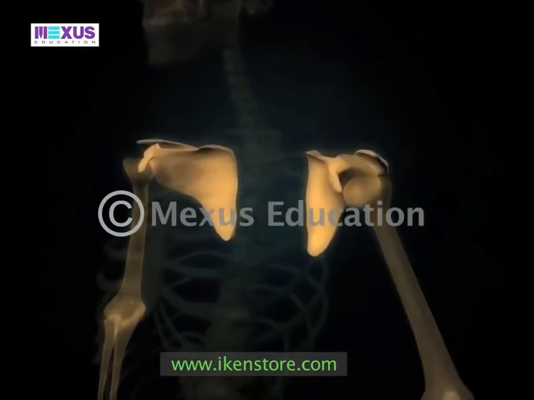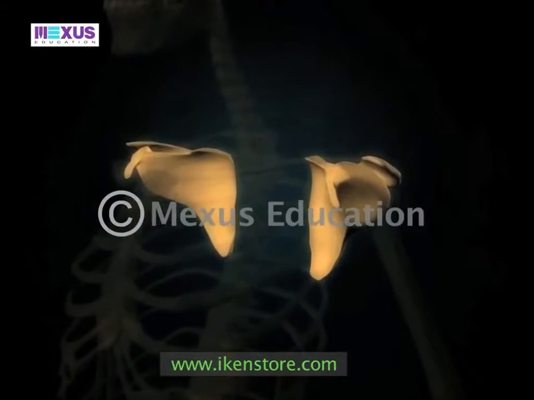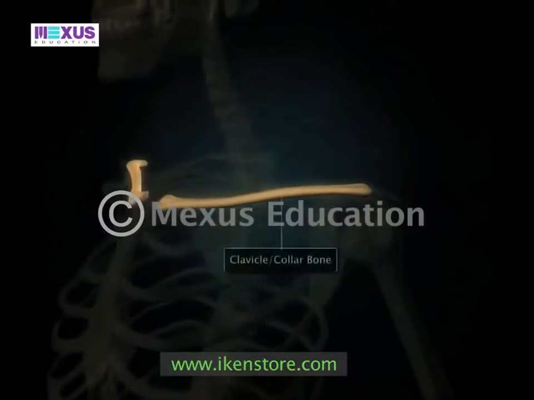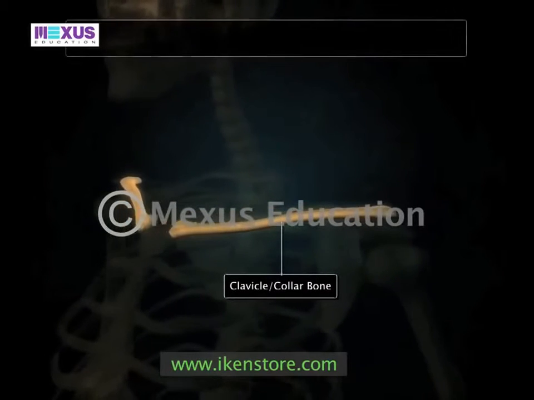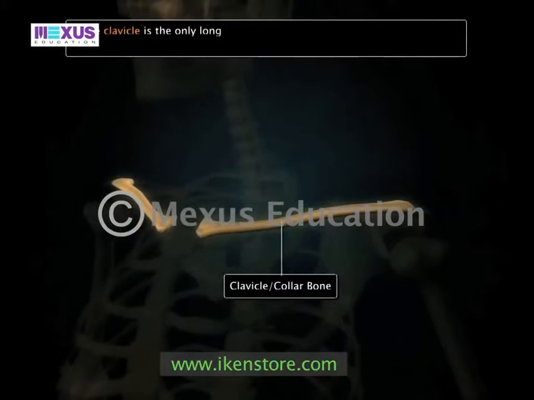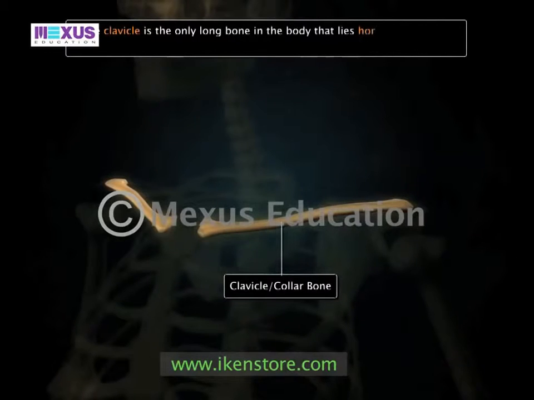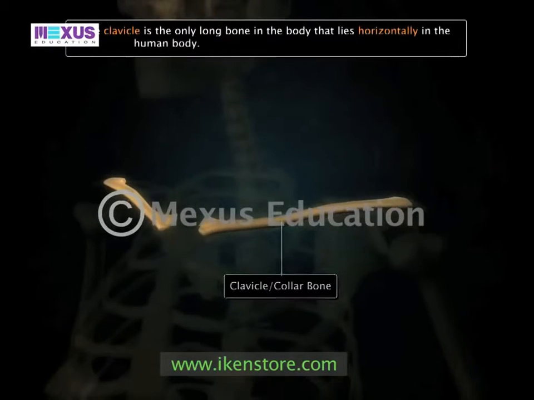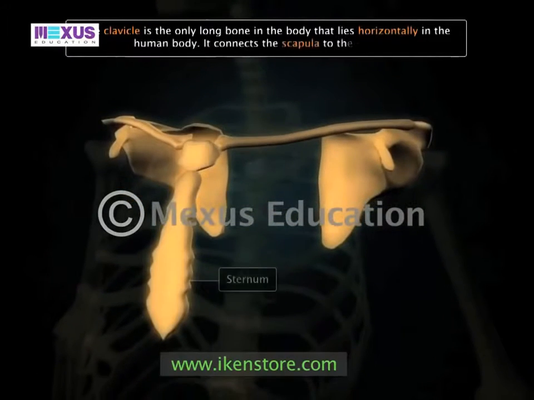On the raised portion of the scapula lies a curved bone known as the clavicle or the collarbone. The clavicle is the only long bone in the body that lies horizontally in the human body. It connects the scapula to the sternum.